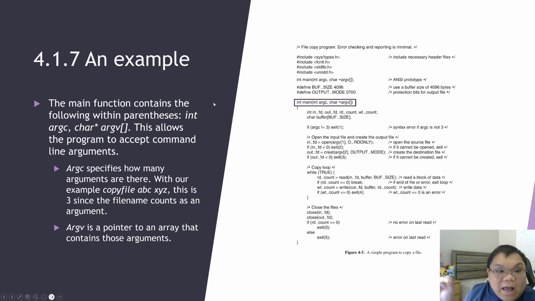The main function, notice how there's stuff inside the parentheses? That's because the program is set up to accept command line arguments. So when we type in our command, copy file abc xyz, where abc is our source file and xyz is our destination file, that information is going to be stored in a character array called argv. argc just tells us how many arguments have been entered in this way.